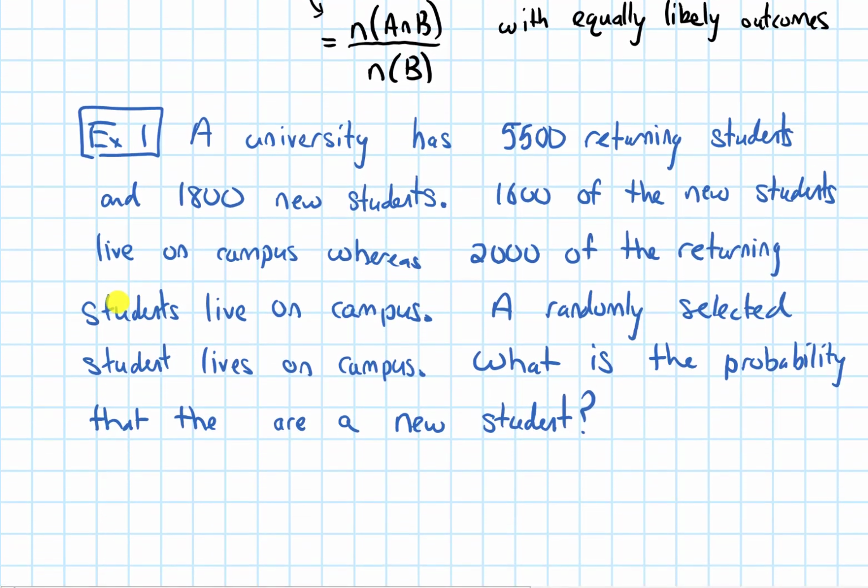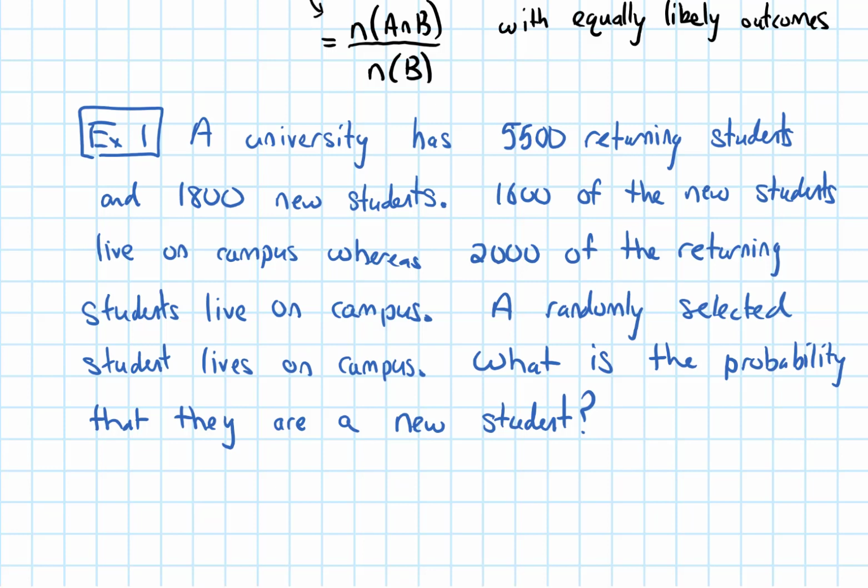Alright, so this example says that a university has 5,500 returning students and 1,800 new students. 1,600 of the new students live on campus, whereas 2,000 of the returning students live on campus. A randomly selected student lives on campus. What is the probability that they are a new student? Sorry, I was missing a Y there.